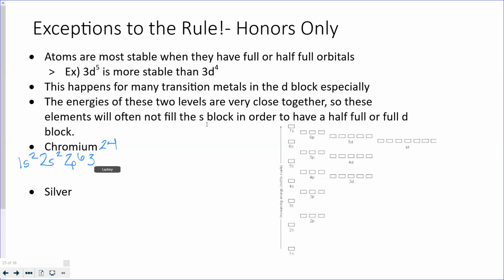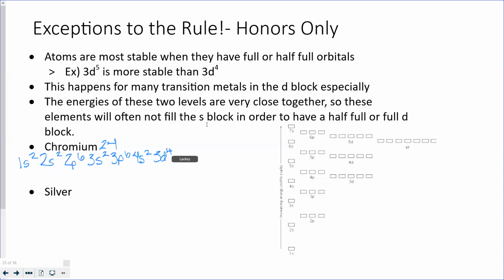Then comes 3s, which can hold 2. So we have 12 left. After 3s is 3p, which we said can hold 6 electrons. So we have 6 left. After 3p comes 4s, which can hold 2. And then we have 4 left. So after 4s is 3d, which we would put 4 in.